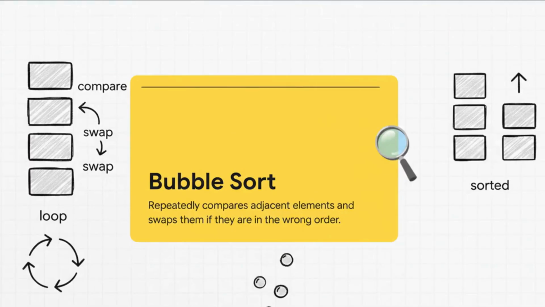First up is bubble sort. This one is probably the easiest to understand. Its strategy is dead simple. Just look at two elements right next to each other. Are they in the wrong order? Yep. Okay, swap them. It just keeps doing this over and over, and as it does, the biggest values slowly bubble their way up to the end of the list.